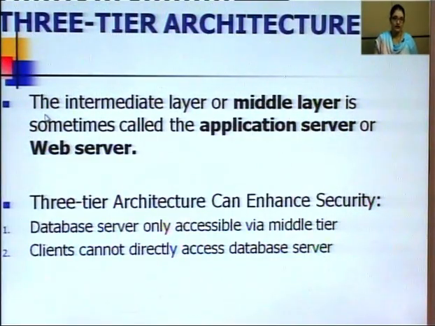In two-tier architectures, the client and server interact directly with each other without any intermediate layer, but in the case of three-tier architecture, we have an intermediate layer, a middle layer known as web server or application server, which provides the interaction between clients and servers. This means the clients cannot directly communicate with the database server; they have to communicate via the application server only.